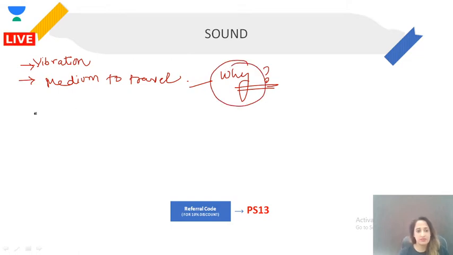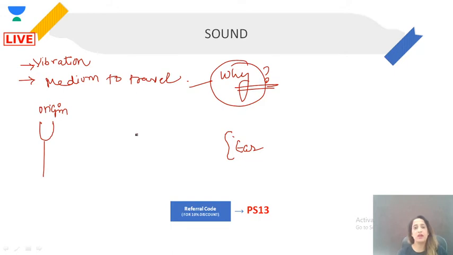So what happens is, let's say this is the origin. I will just draw a tuning fork. Let's say this is the origin of the sound, and this is our ear. Why am I talking about the ear? Because we have to hear that sound, and we can only hear it if we have an ear, the device to detect the sound waves. Now we have this tuning fork, or you can take an example of a violin or guitar or anything, right? It starts producing sound, it starts vibrating. That is what we have learned, right?